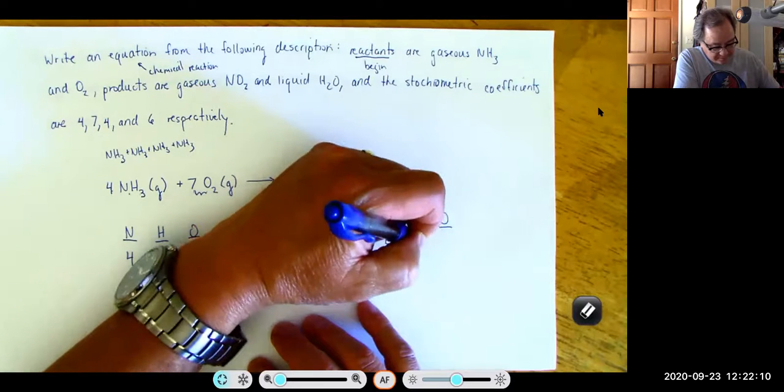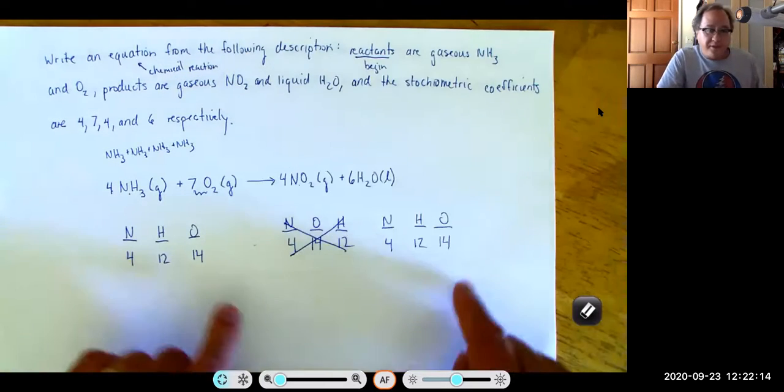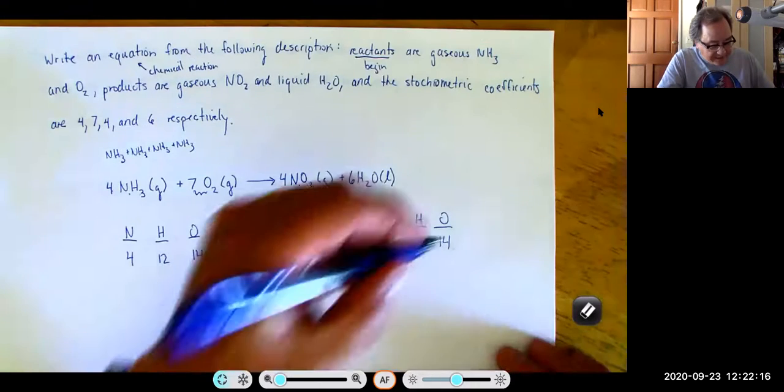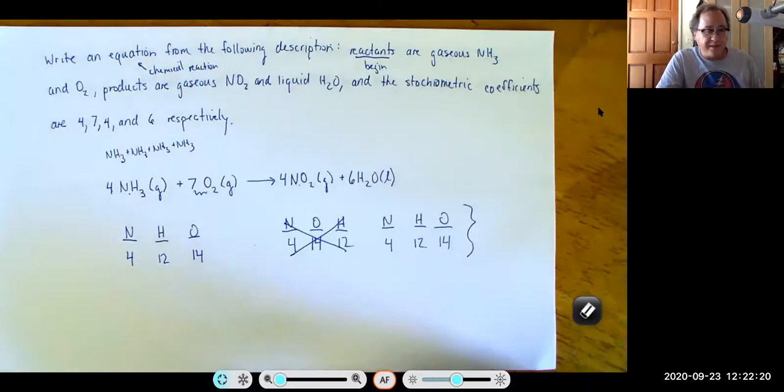So I could match them in the same order. This is a common technique for balancing really rough reactions. You make a list of each one, and you make sure that you end up with the same numbers of each different element on each side of the equation.